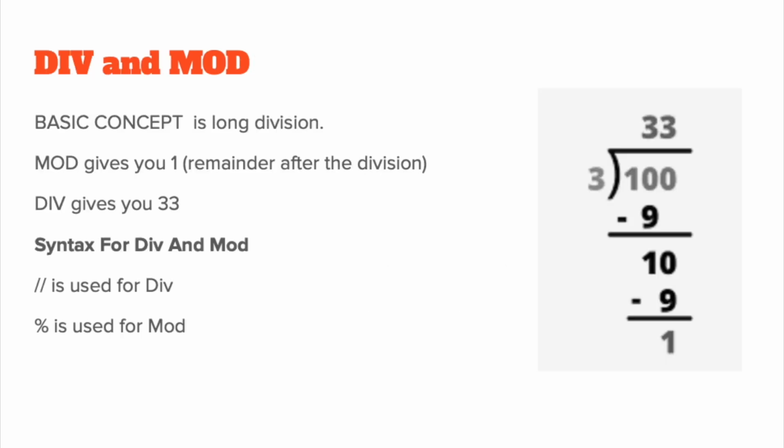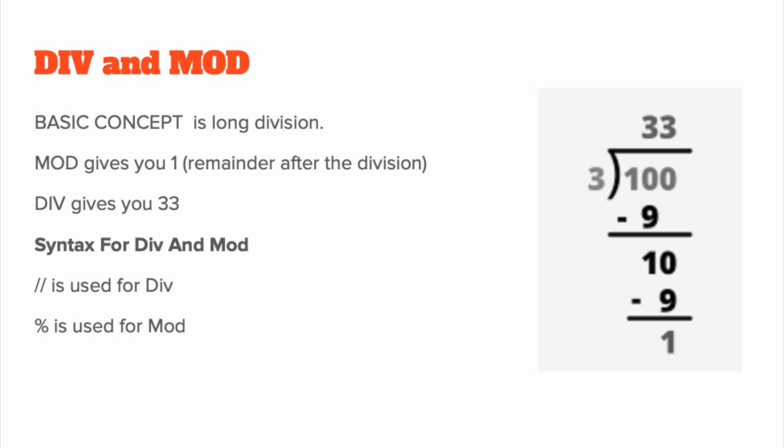Now let's look at div and mod in a bit more depth. If you were dividing 100 by 3, you will know that 3 goes 33 times into 100, which gives you 99. And then you are left with 1 as a remainder. The basic concept is long division. Sometimes we just want to get the remainder and we don't want anything else. In that case, we use mod, which gives you the 1. Div is when you want the quotient, the number that goes into that 100. 3 times 33 is 99, so 33 is your quotient or your div.